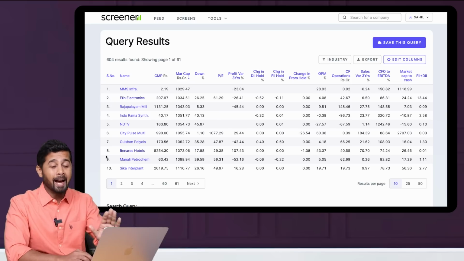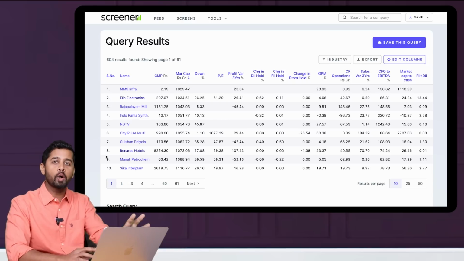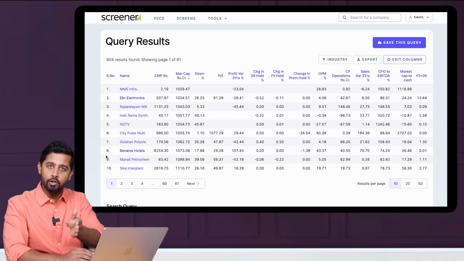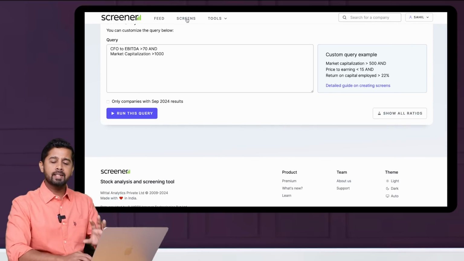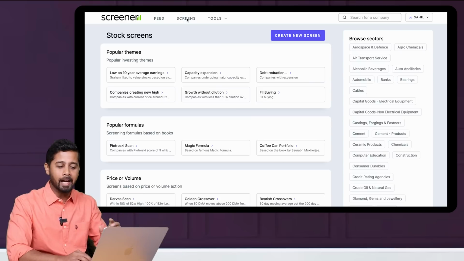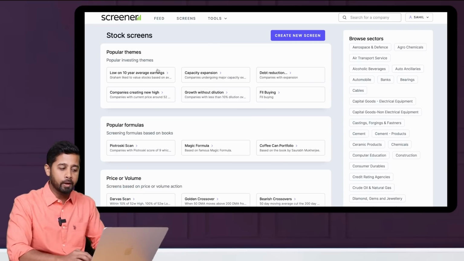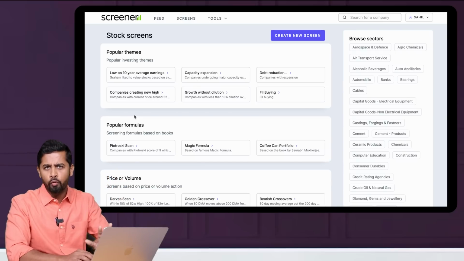Again, here you can have certain exceptions. So there could be a particular year where the CFO to EBITDA is very high, right? So the exceptions would be there, but then of course this is just one way to filter down the names, and then of course you need to deep dive further, right? So this is again the second way. Apart from this, there are already a few customized screens that you can find. So if you go to screens, you got a lot of screens like popular themes, popular formulas. Here I use 5-6 screens to filter out names.